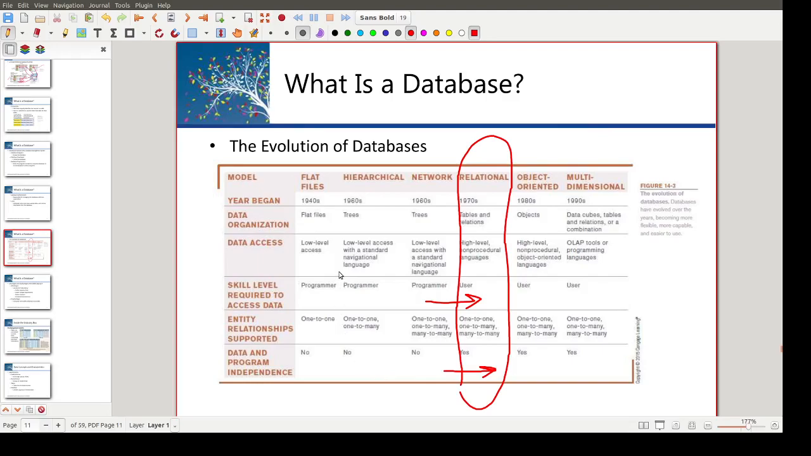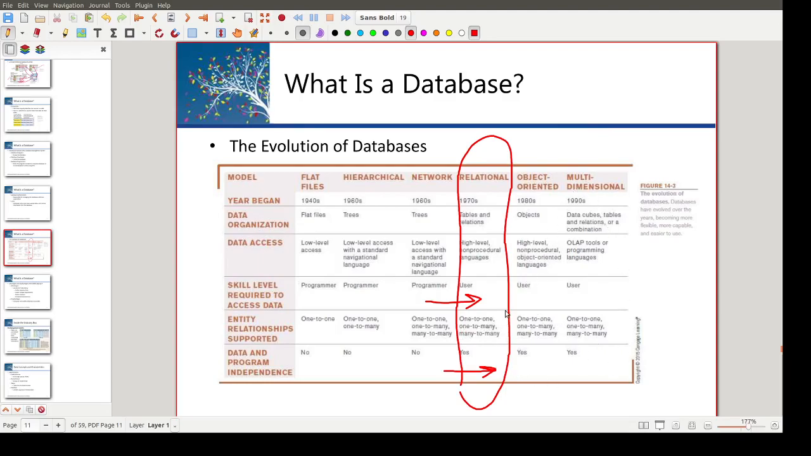Okay. How do you access the database? Through commands and very low level access on the flat files, the hierarchical databases and network databases, and from the relational databases, it was high level non-procedural languages that allow you to access the data. And also it supports one-to-one relationships, one-to-many relationships, many-to-many relationships.